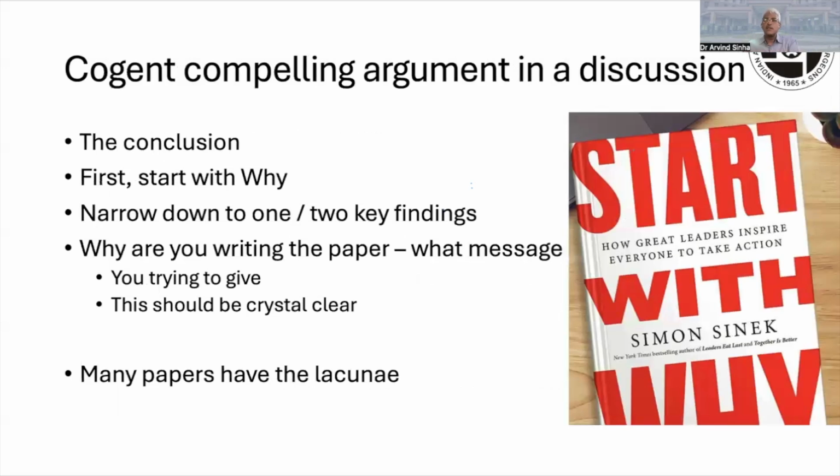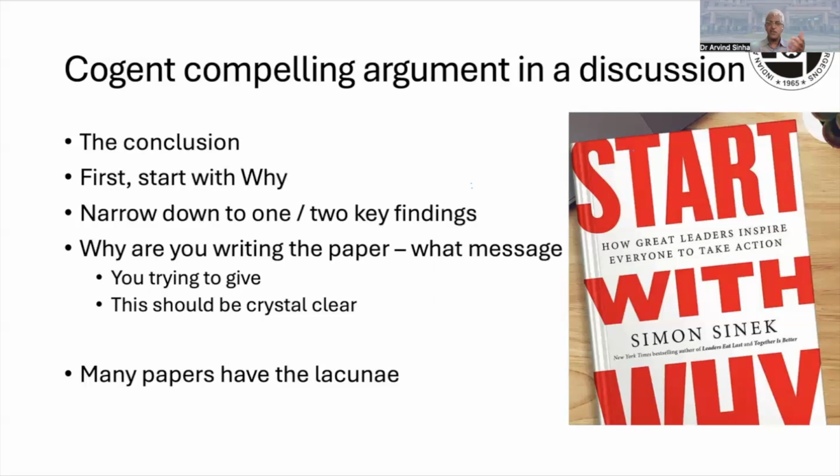So to start off with the discussion, you actually go backwards. You start with the conclusion itself. You start with the why. Why are you writing the paper itself? If you identify why you're writing the paper and the conclusion itself is very clear, what you are trying to achieve with the paper, then narrow it down to the two or three supporting findings which drive towards the conclusion, and your work is mostly done.